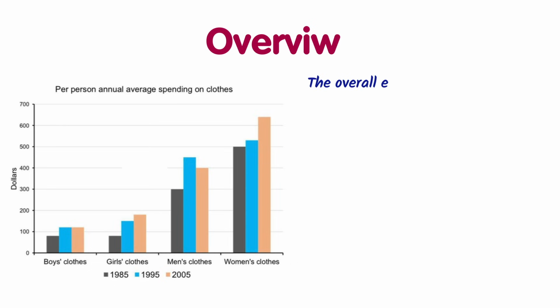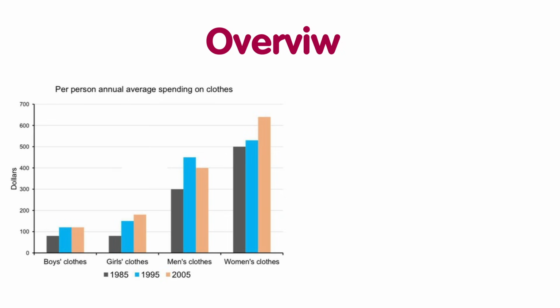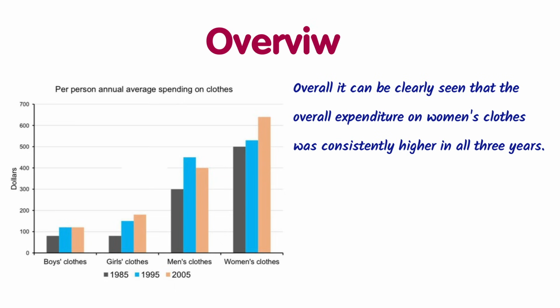The overall expenditure on women's clothes was consistently higher in all 3 years. Or you can write like this: Overall, it can be clearly seen. This is the phrase that we mostly use when we want to write our overview paragraph. It can be clearly seen that the overall expenditure on women's clothes was consistently higher in all 3 years. This is our first main feature.